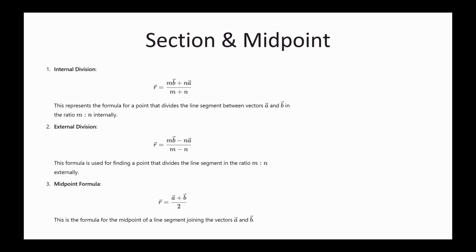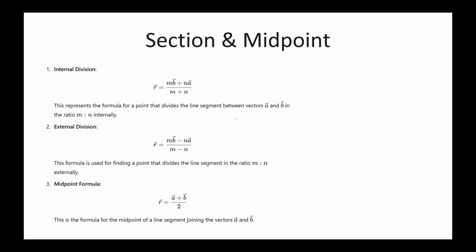Now let's talk about section and midpoint. Of course, we have learnt about this in our straight lines while we were studying it. Let's say we had 2 points and there was a third point in the middle that was dividing the line joining these 2 points in the ratio m is to n, then we used to write down the formula (m x2 + n x1) upon (m + n).